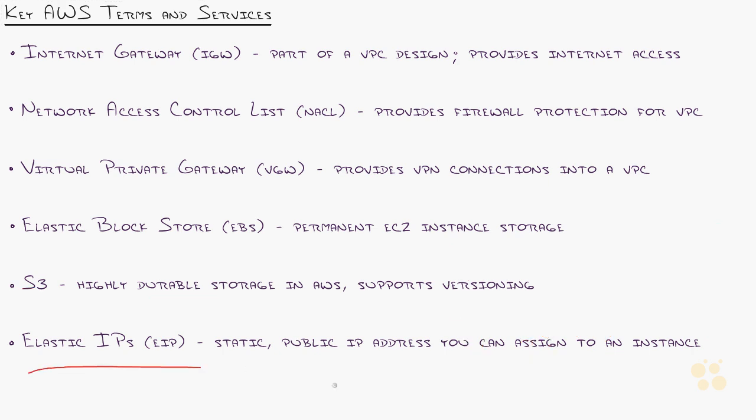Elastic IP address. Elastic IP address is a static public IP address that you can assign to a running EC2 instance, so that way your public IP address isn't always changing. It is quote-unquote free as long as you have it assigned to an instance. Otherwise, you are going to pay on a monthly basis for static IP addresses that you're just sitting on and not using.